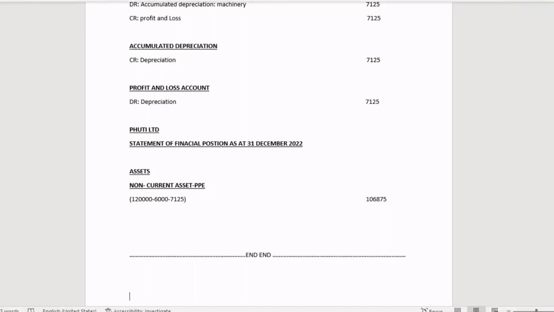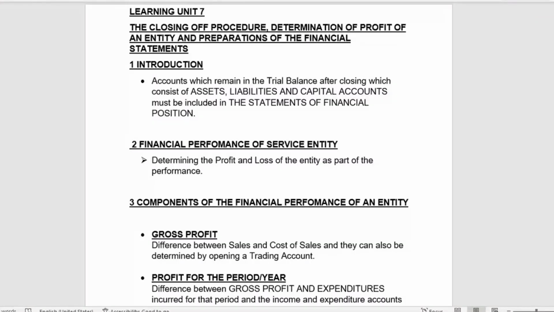Okay. Thank you. Thanks. Okay, this is going to be our last learning unit, and we're just going to emphasize the closing procedure and determining the profit of the entity and the preparation of the financial statements itself.